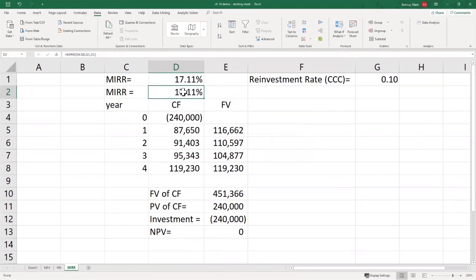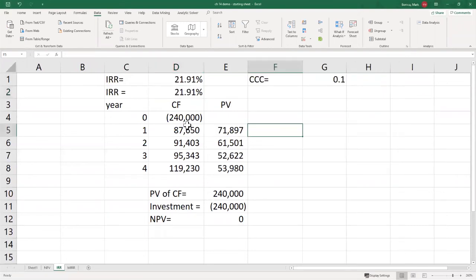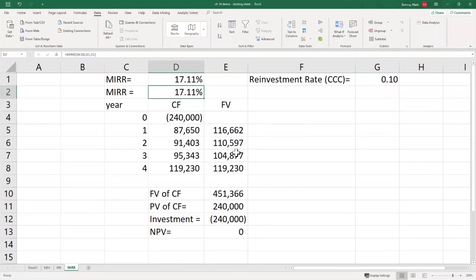So one of the advantages of using the Excel formulas as opposed to doing this Goal Seek process is Excel will automatically update the MIRR and IRR as you change the underlying data. Whereas if you do the more manual process, you're going to have to go in and redo it.